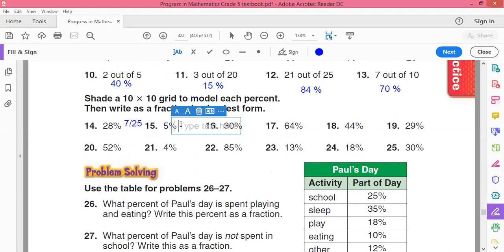Now 5%. Who will tell me? It means 5 over 100 and 5. Yes. Both are divided by what? Divided by 5. Yes. 100 divided by 5 will be 20. 1 over 20.